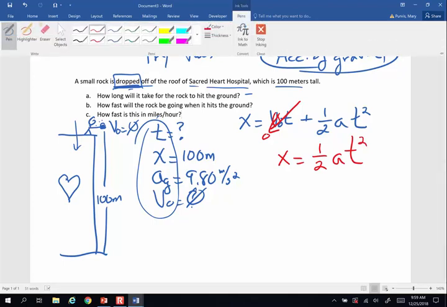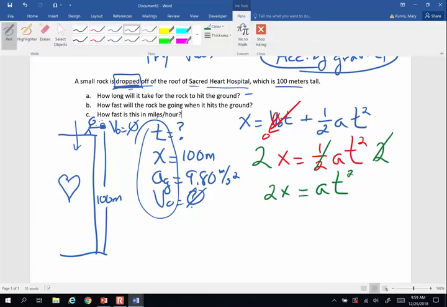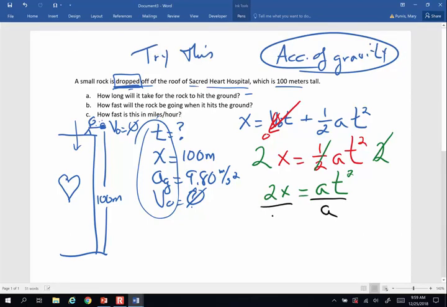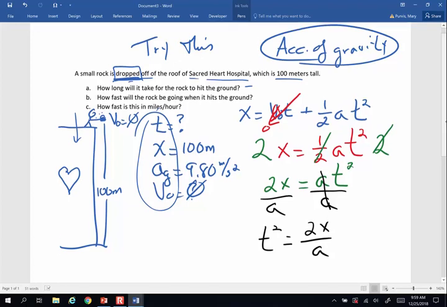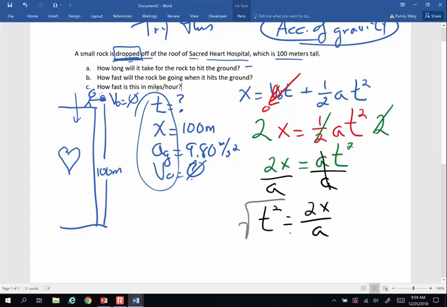So let's do a little algebra and solve for time. To get time alone, first thing I'm going to do is multiply both sides by 2. 1/2 times 2, that's going to cancel that. So 2x is going to be acceleration times time squared. Just the time is the only thing squared. To get rid of acceleration, I'm going to divide both sides by a. And time squared is going to be equal to 2x divided by a. And do you remember from algebra, how do you undo a square? Yeah, you undo a square with a square root. So I'm going to take a square root of that side, square root of that side. Time is going to be the square root of 2x over a.